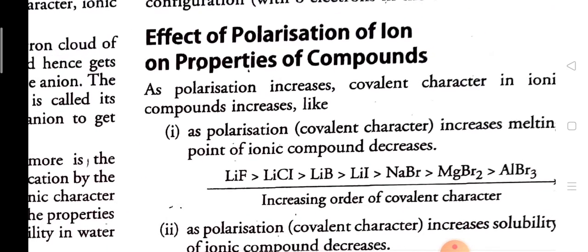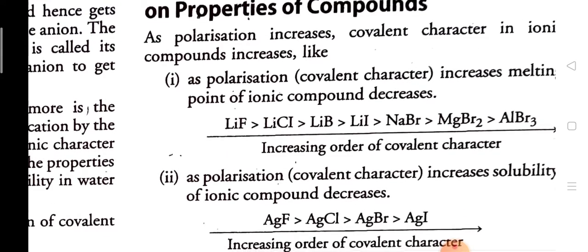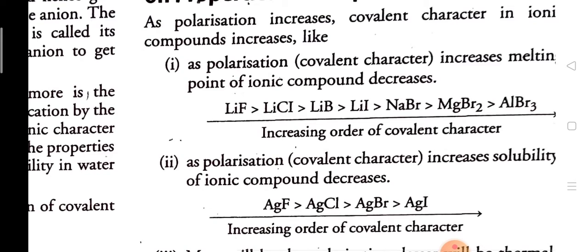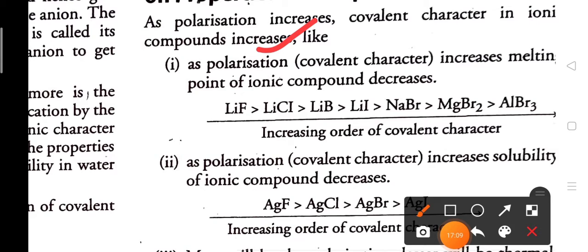Now, the effect of polarization of ions on the properties of compounds. The first is: as polarization or covalent character increases, the melting point of ionic compounds decreases. When polarization increases, covalent character also increases, ionic character decreases, hence the melting point also decreases. You can see here AlBr3 is more covalent in nature in comparison with LiF, hence the melting point of AlBr3 is very low in comparison with LiF.